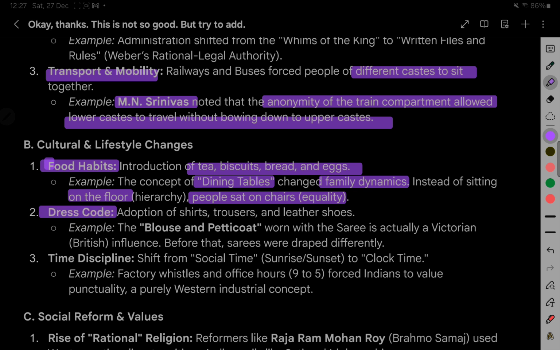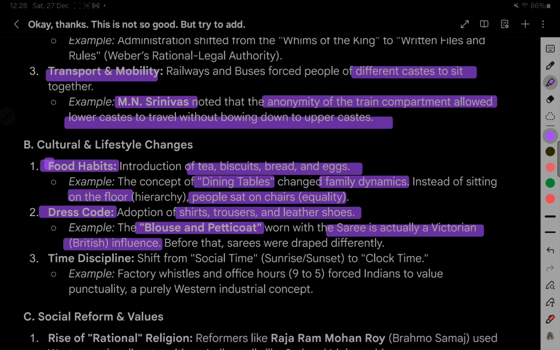Dress code: adoption of shirts, trousers, and leather shoes. Example: the blouse and petticoat worn with the sari is actually a Victorian, British influence. Before that, saris were draped differently.